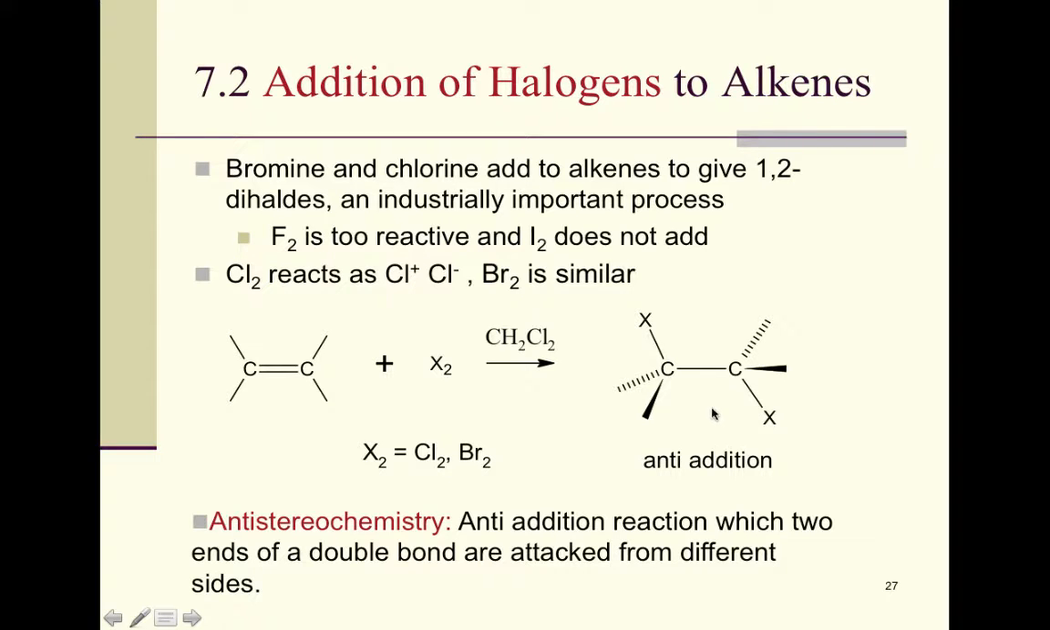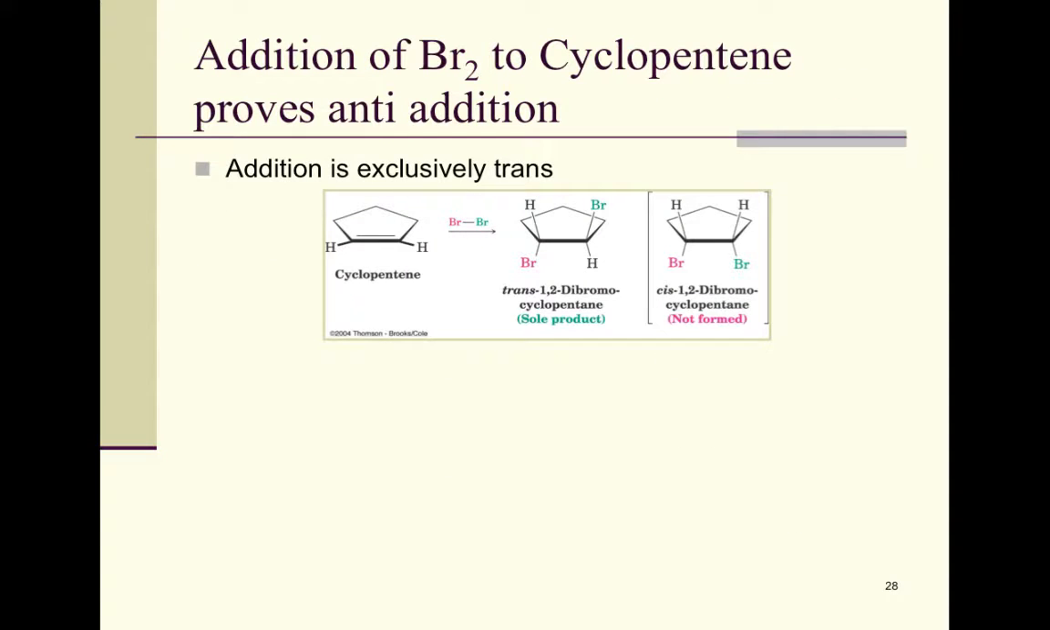But if this reaction happens on a ring where you have a cycloalkene and it adds across the double bond, you're going to have a situation where the halogens are going to be trans to each other. This is known as anti-stereochemistry, an anti-reaction in which two ends of a double bond are attacked from different sides. The addition of Br2 to cyclopentene proves that it's anti-addition. The addition is exclusively trans.